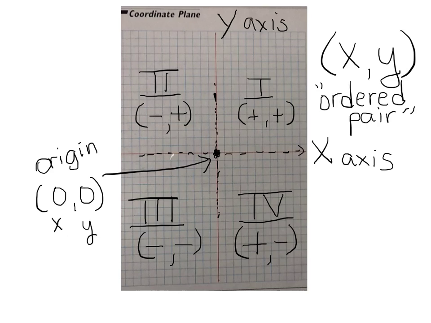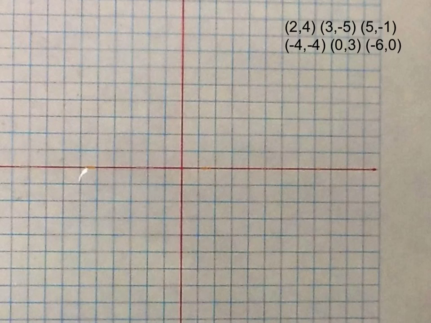All right? Okay, so how you doing so far? Good. All right, so let's now plot some points. All right, so here we have a coordinate plane, and we have 6 points that we're going to plot. Okay, and they're listed up here for us. Okay, right there. So we're going to plot, the first ordered pair is 2, 4. So that's x equals 2, y equals 4.